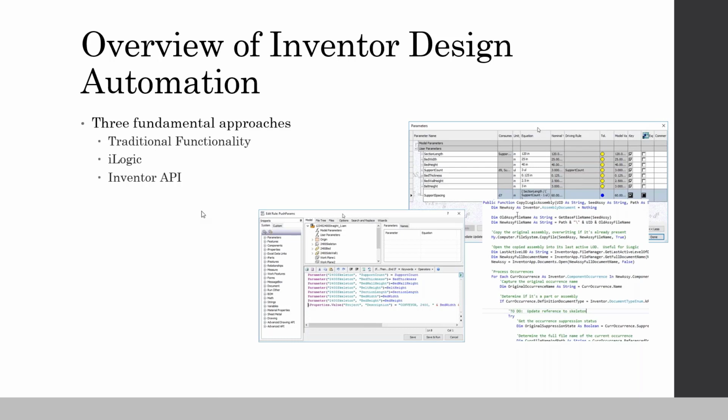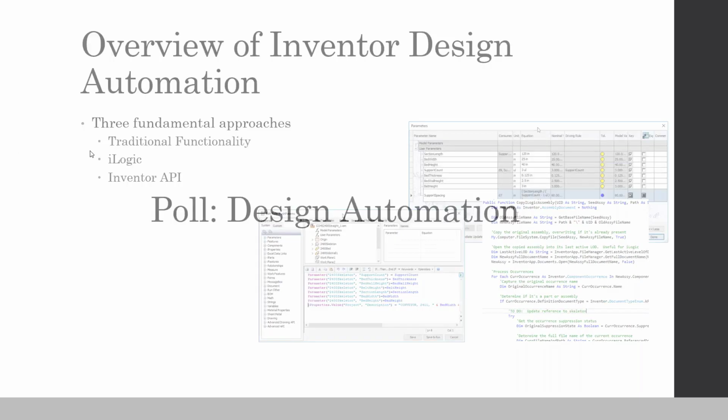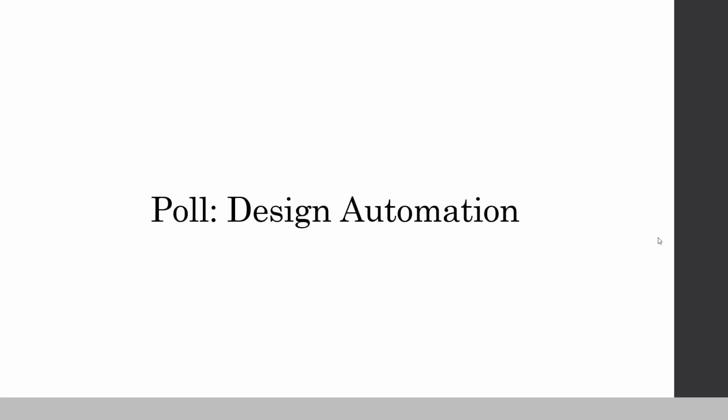Right? And so there are a few different ways you can automate Inventor. I kind of break it down into 3 different categories: the traditional functionality, iLogic, which is just getting more and more capable every release, and then going straight to the API. But before we do that, I'm going to put a poll question up here. I'd ask you to just take a quick glance at it and answer. It should just be a yes or no.